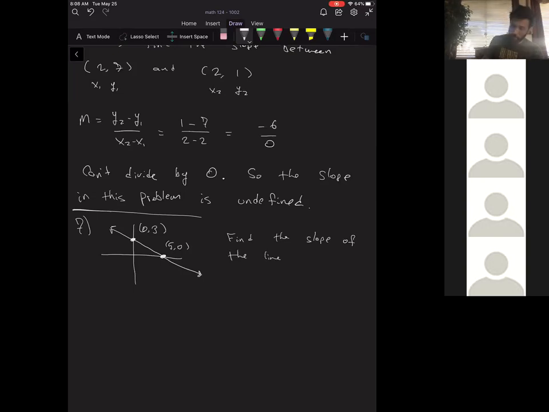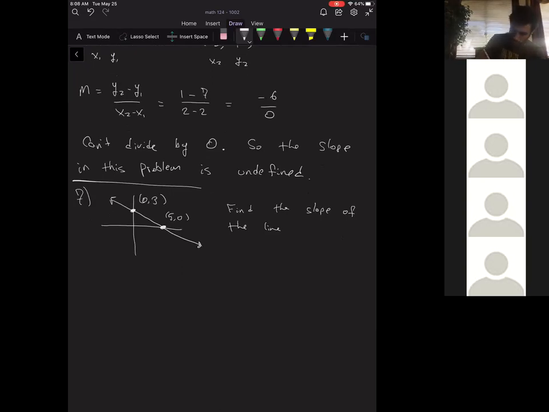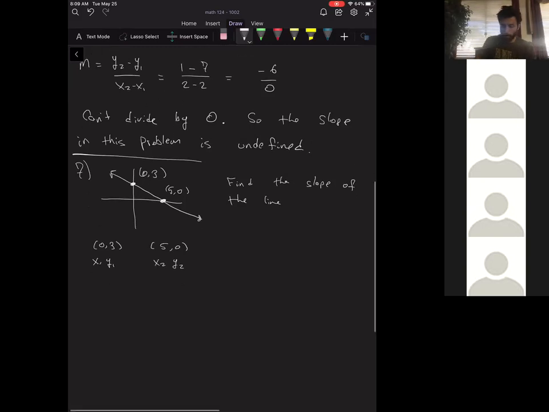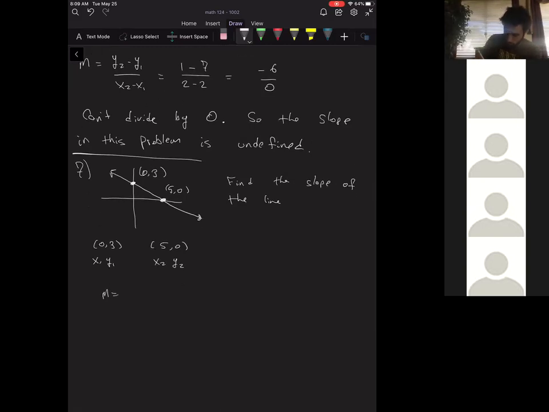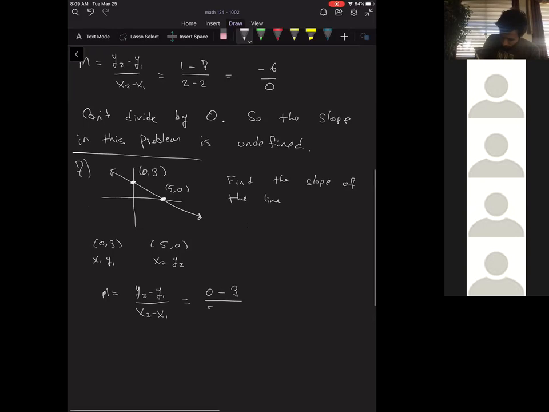So now just like above, we're given 2 points, 0, 3 and 5, 0. So we have 2 points on the line. We could just label this x1, y1. This could be x2, y2. And then to find the slope of the line, just like above, we're going to plug it into the equation. So m is going to be y2 minus y1 over x2 minus x1, which is going to be 0 minus 3 over 5 minus 0, which is going to be minus 3 over 5.